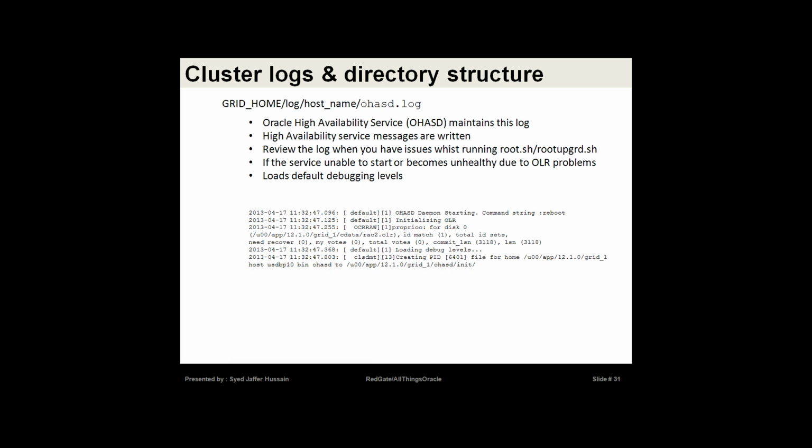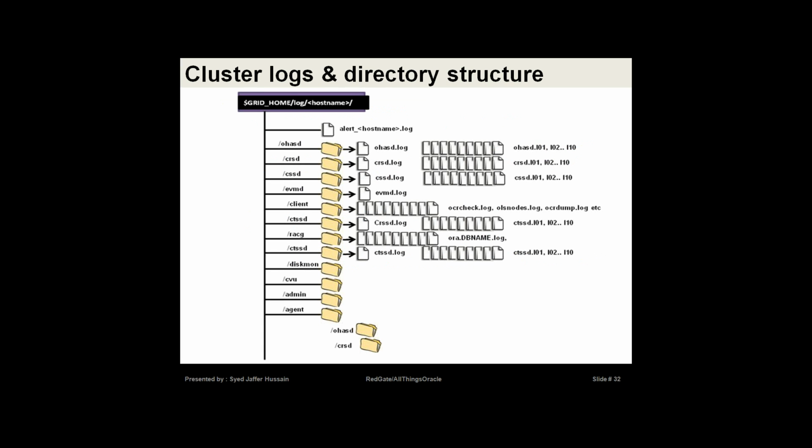And here is the uniform cluster log directory structure. You see it is under grid home, log, and hostname, under which you have subdirectories for each component of your cluster. There is one alert log for the cluster, OHASD, under which you will have a bunch of OHASD log files, similarly CRSD and CSSD. I'm going to give you a bit of idea and information about why we have 10 files and the importance of these archiving files.